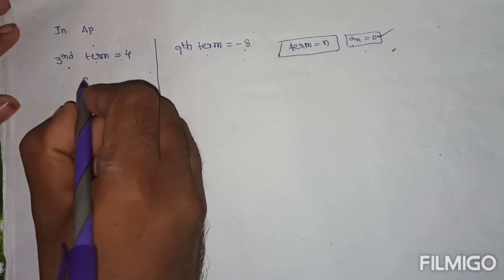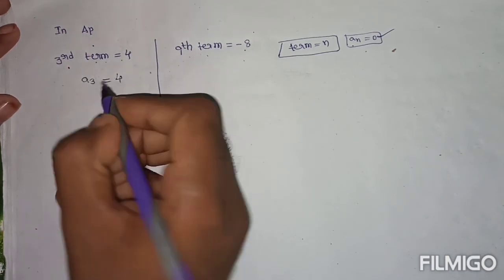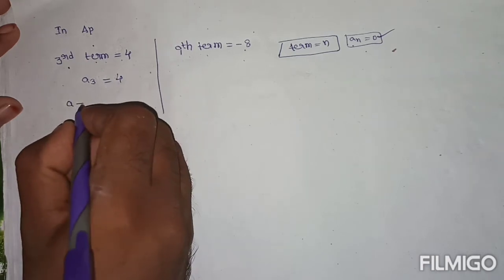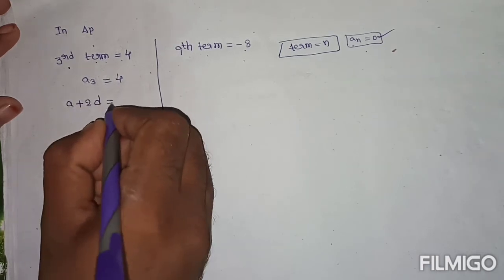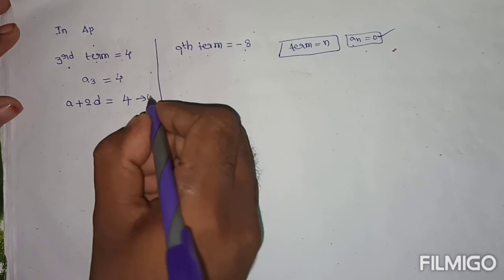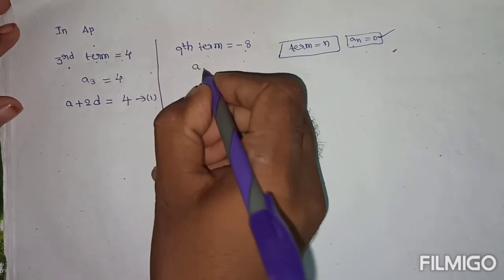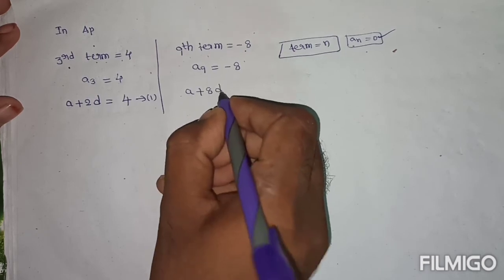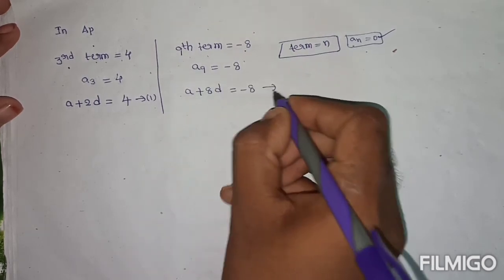So a3 is equal to 4. a3 is the third term. How to write a3? A plus 2d equal to 4, equation number 1. Ninth term, a9 equal to minus 8. A plus 8d is equal to minus 8, equation number 2.